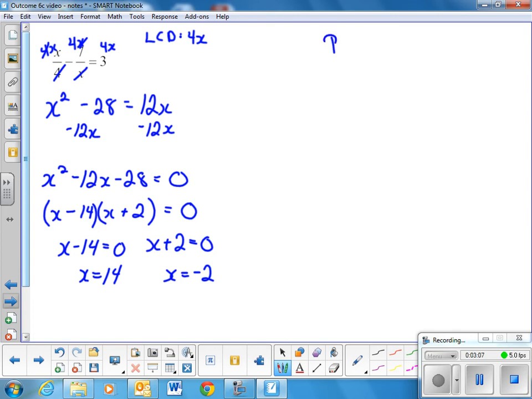We need to state some restrictions on this equation. The restrictions come from anything that will give us 0 in the denominator. So 4 can never be 0. The only other denominator we have is x, so that means that x cannot be 0 in this question.